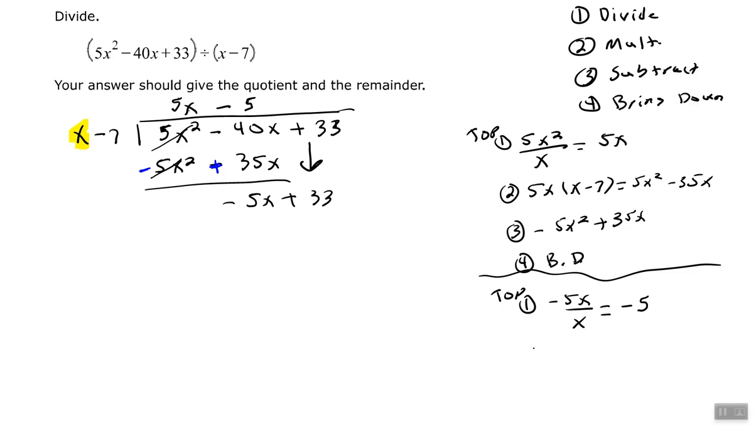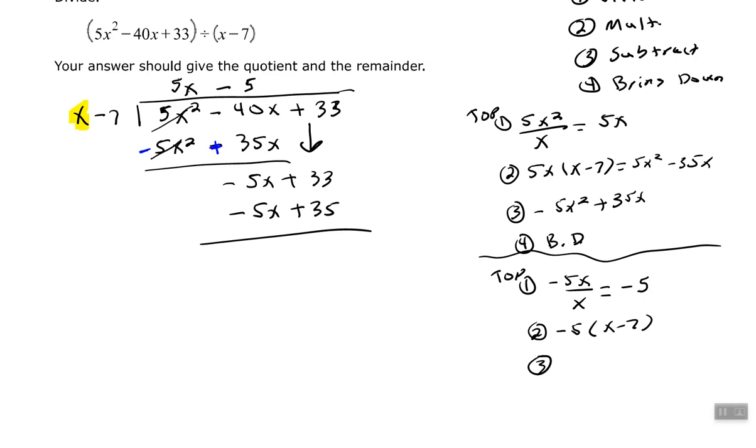And then the next step is to multiply. So negative 5 times x minus 7. Negative 5 times x is negative 5x. Negative 5 times negative 7 is positive 35. Alrighty. After we multiply, we have to subtract or change those signs of what we just got. So I have negative 5x plus 35, so that will become positive 5x minus 35. So you have to subtract that polynomial, which means you change those signs.